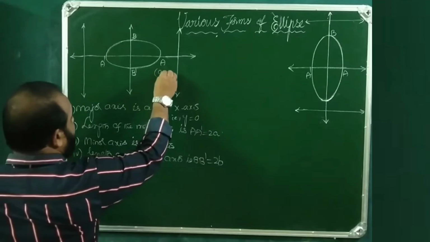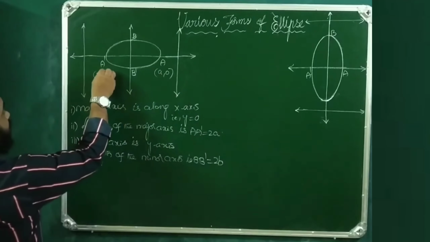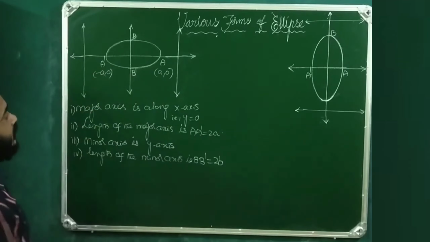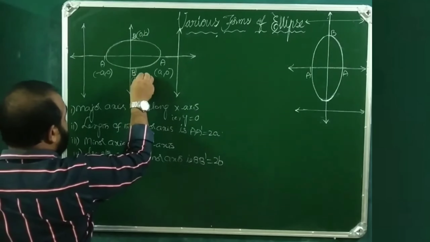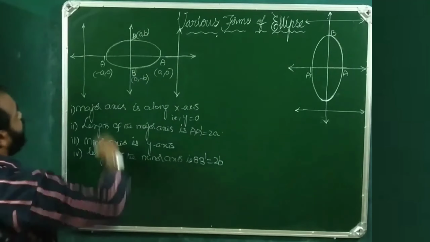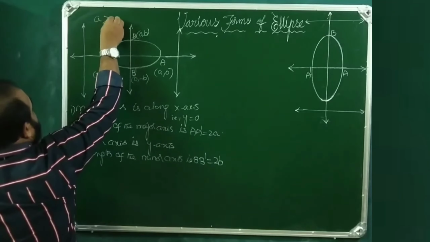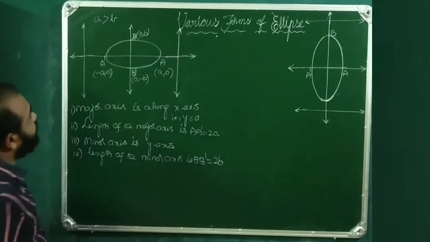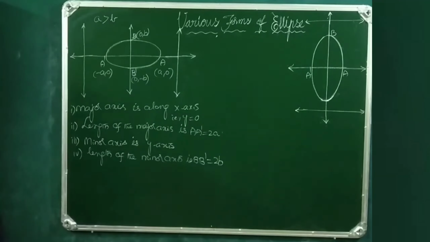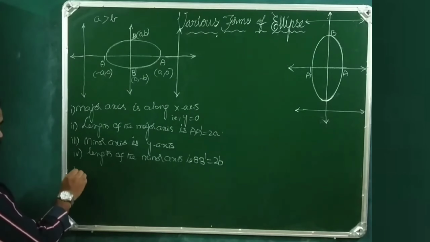Therefore, this is a comma 0, minus a comma 0. This is 0 comma b. This is 0 comma minus b. Here the condition is a greater than b, because this is a and this is b. A is greater than b. Next.